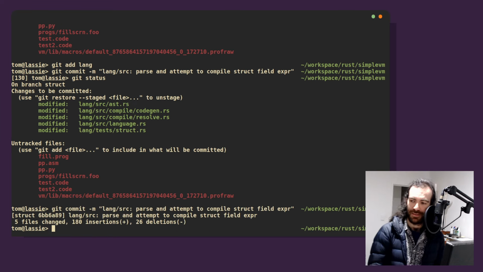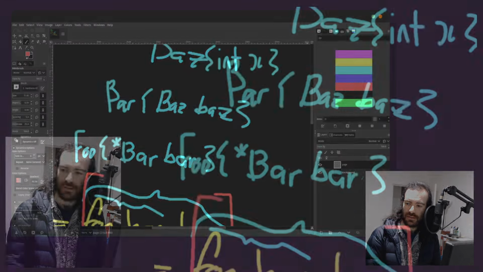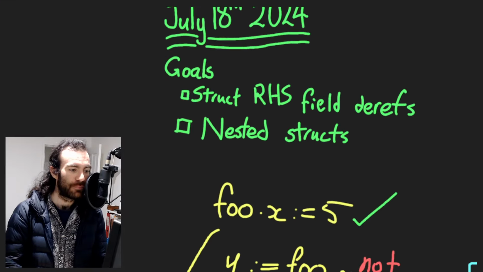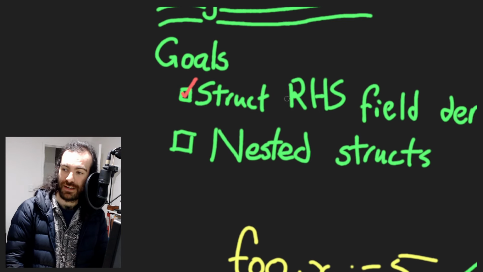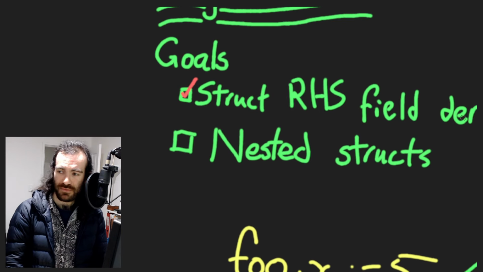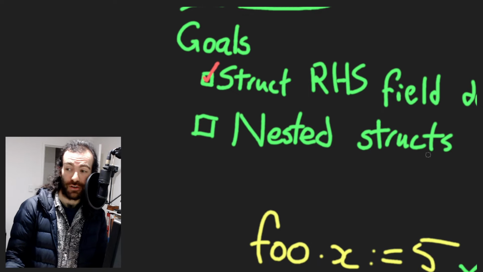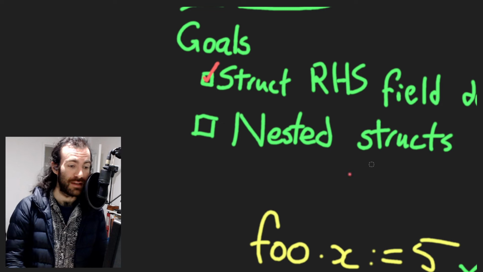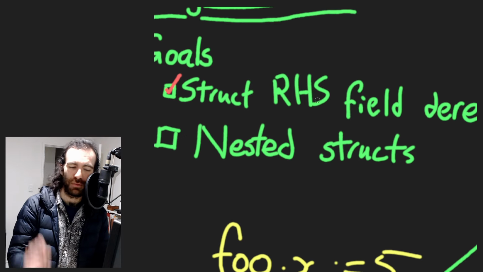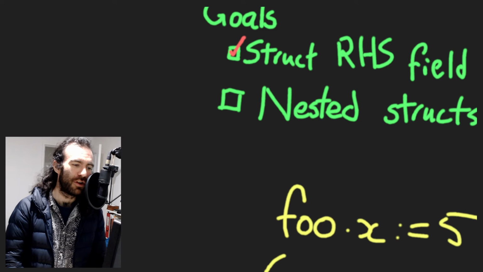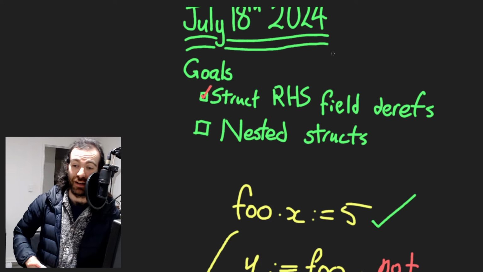Excellent. Perfect. Okay, so let's have a look at my goals for the stream. Let's have a look at what I set myself. Struct right-hand side field derefs. Check. We did that. Nested structs, untested. It might just work, but we need to do this before we can be really sure that this is properly done. And then we also need to port this to the left-hand side because this was a much smarter way of doing it apart from the parser shenanigans.